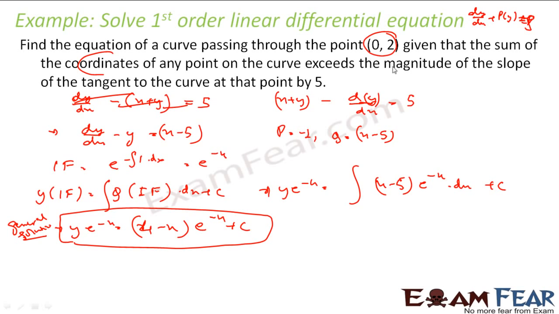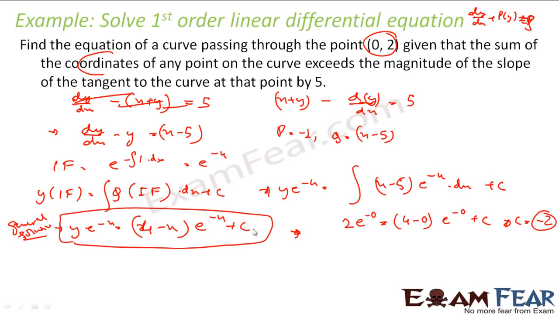Why? Because I was told that (0, 2) is a point, so that means I will get the value of c. If (0, 2) is a point, I'll put x equal to 0 and y equal to 2. You get 2 e to the power minus 0 is equal to 4 minus x, with x as 0, e to the power minus 0, plus c. Correct? So with this you get c: e to the power minus 0 is 1, this is also 1, so 2 minus 4, you get c equal to minus 2. I got the value of c.